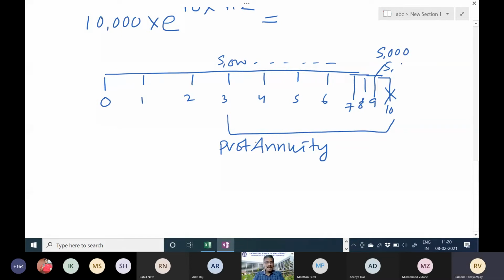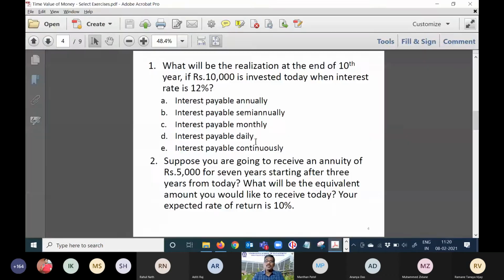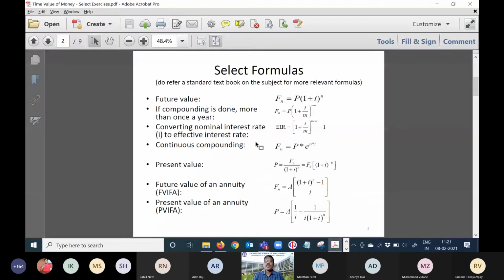So if I apply this formula, let me go back to the formula. This is the last one. P is equal to A multiply 1 by I minus 1 by I into (1 plus I) to the power n, the last formula. Okay? The P is actually P0. A is actually A1, means first year end cash flow. So P is today, P0. A is the first year cash flow. So there is a gap of what? How many years gap is there between the first cash flow and the present value?